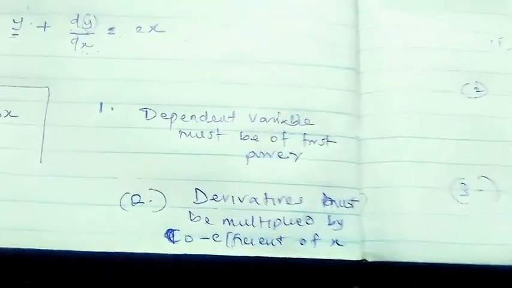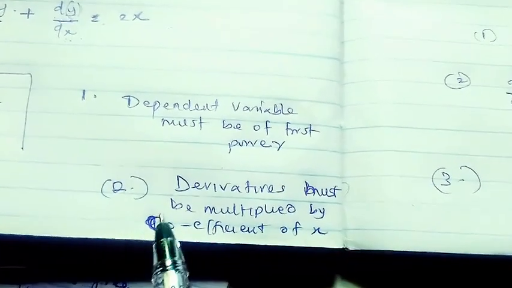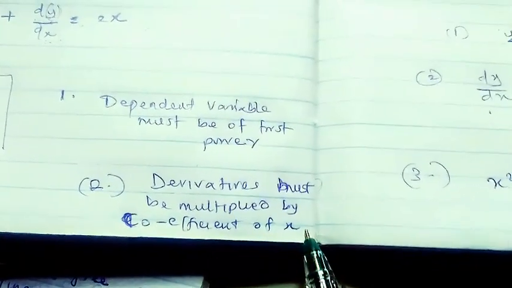Like we said, to sum it up, an equation will be linear if the dependent variable is of first power and the derivative is multiplied by coefficient of what? x. Thank you.